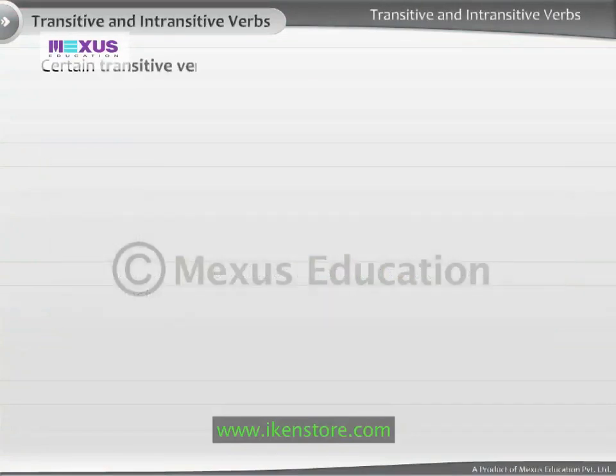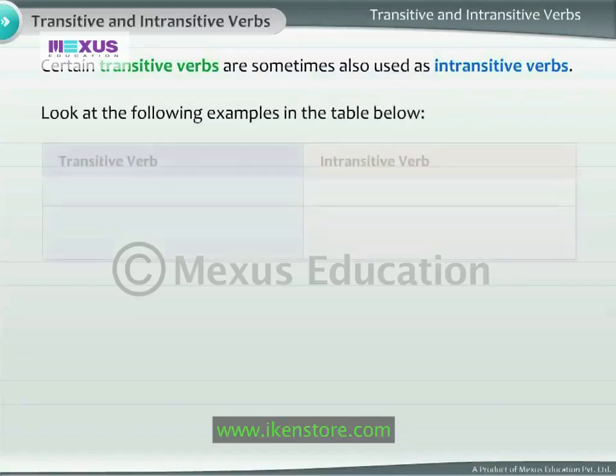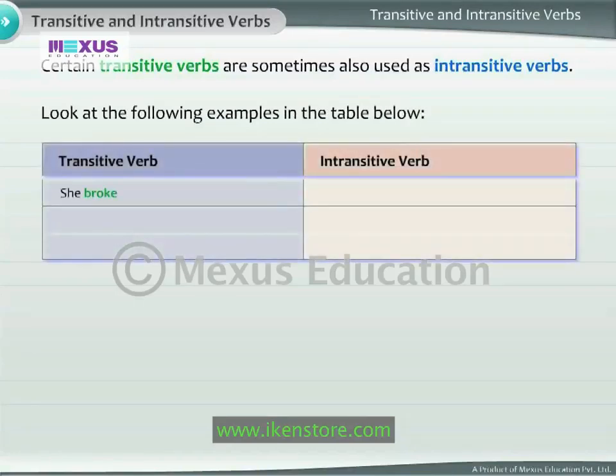Certain transitive verbs are sometimes also used as intransitive verbs. Look at the following examples in the table below. "She broke the toy." The transitive verb broke is followed by the object toy. "The clock broke." The transitive verb broke is used as an intransitive verb. It does not take an object.